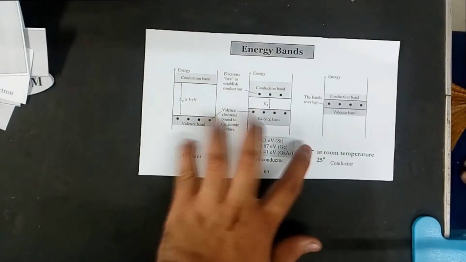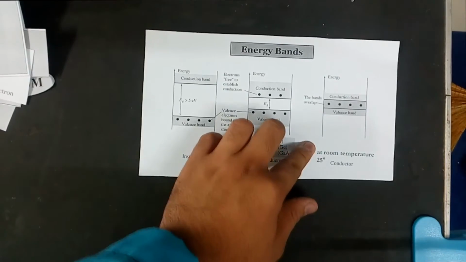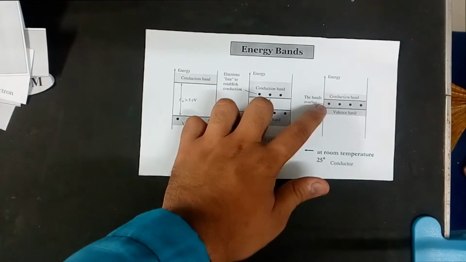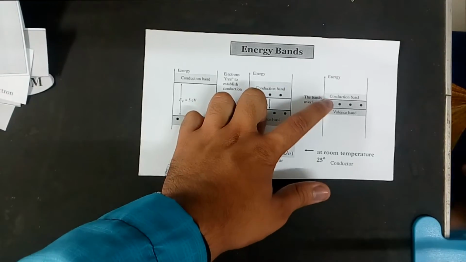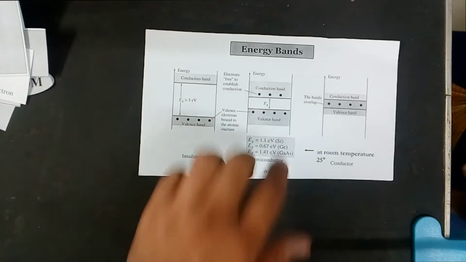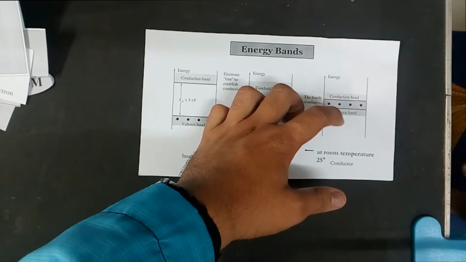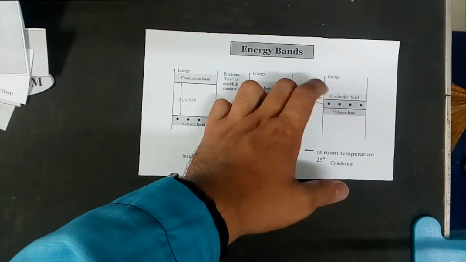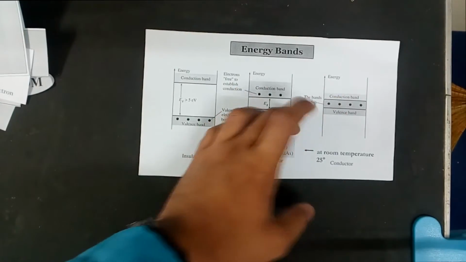Next, we move on to the conductor one. As you can see, in the conductor energy band diagram, the valence band and conduction band overlap. Thus, this allows constant current flow by allowing the electrons to constantly jump from the valence band to the conduction band, which results in a good conductor.